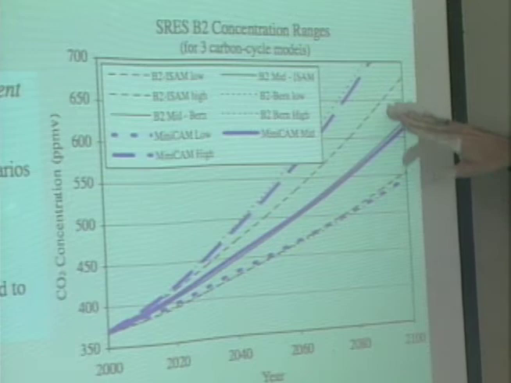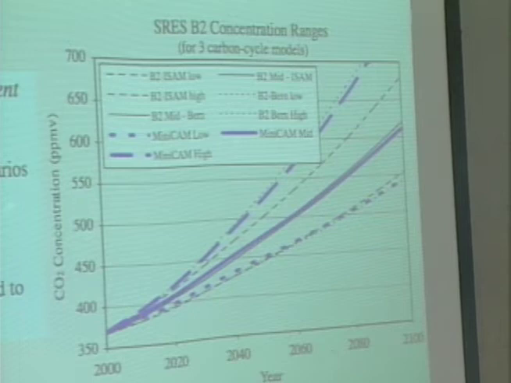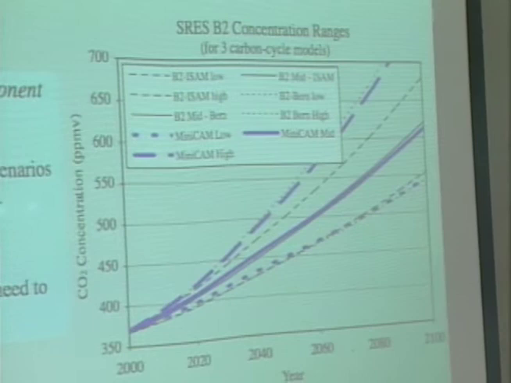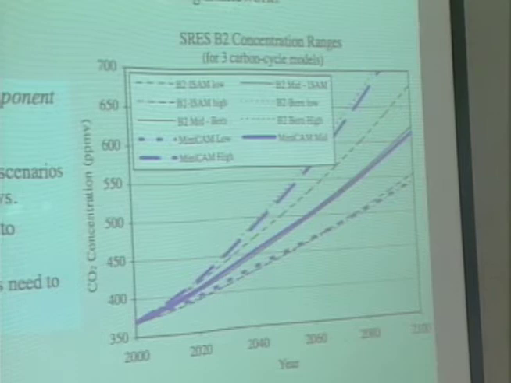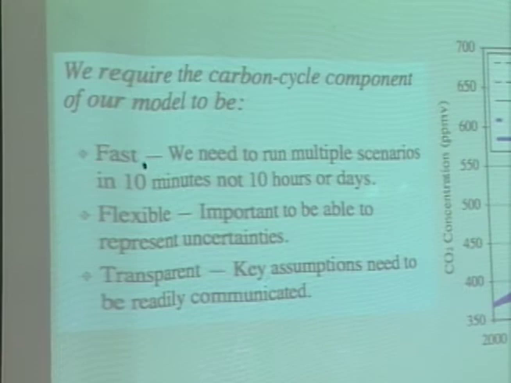So that's one of our key points. These other models are great models and they do useful things, but they're too complex for us. They take too long, and we need something simpler. So what we require of our components is that they be fast. We need to run multiple scenarios in 10 minutes, not 10 hours or days or years.